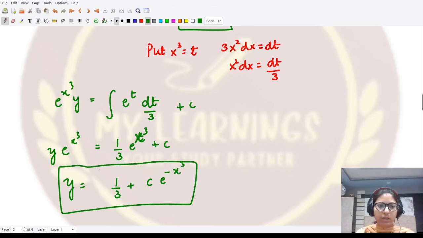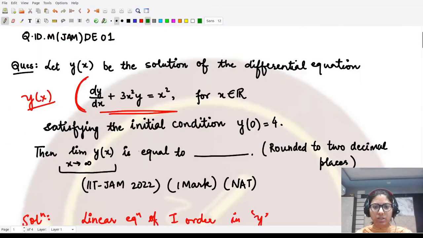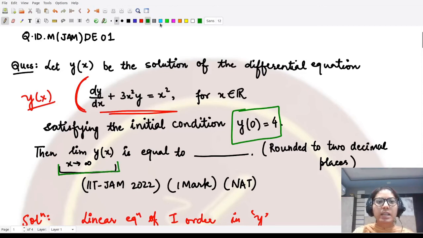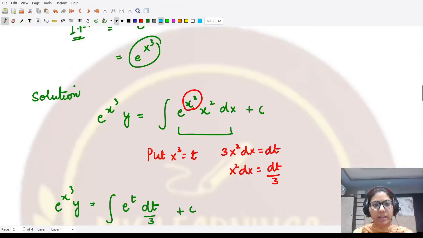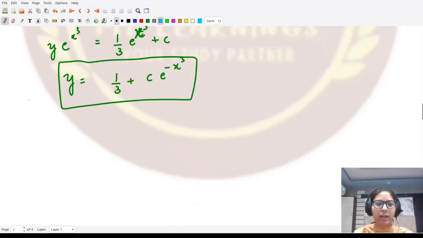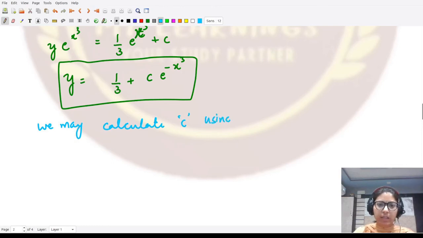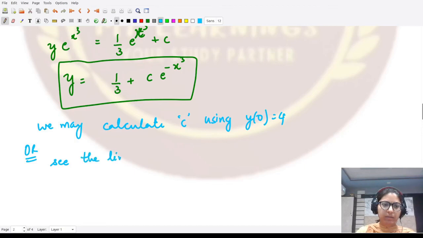Now in the question, if you look carefully, we are also given the initial condition: y at 0 is equal to 4. It is up to us whether we calculate the value of the constant c using the initial condition, or directly proceed towards calculating this limit. Let's see if we are able to calculate the limit directly.